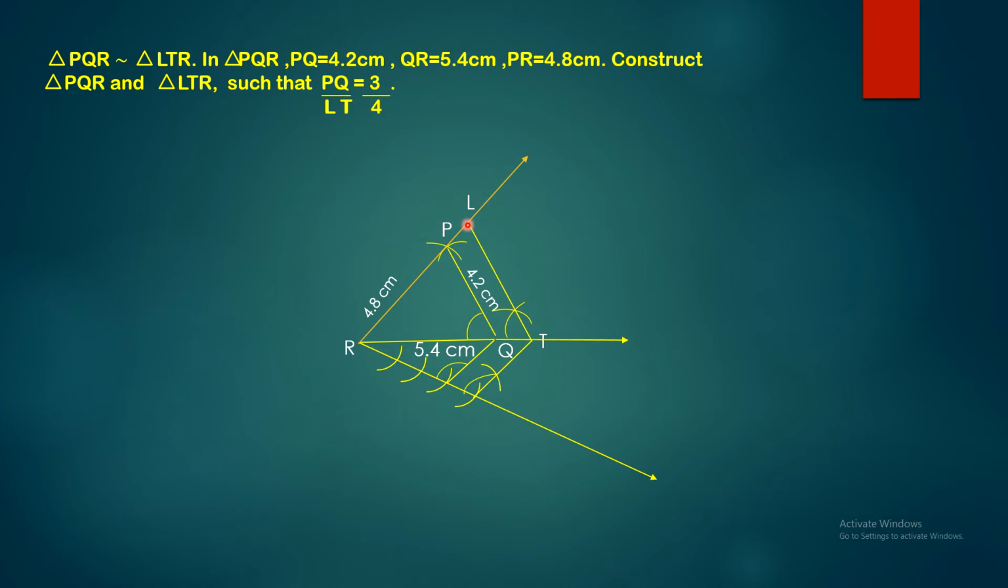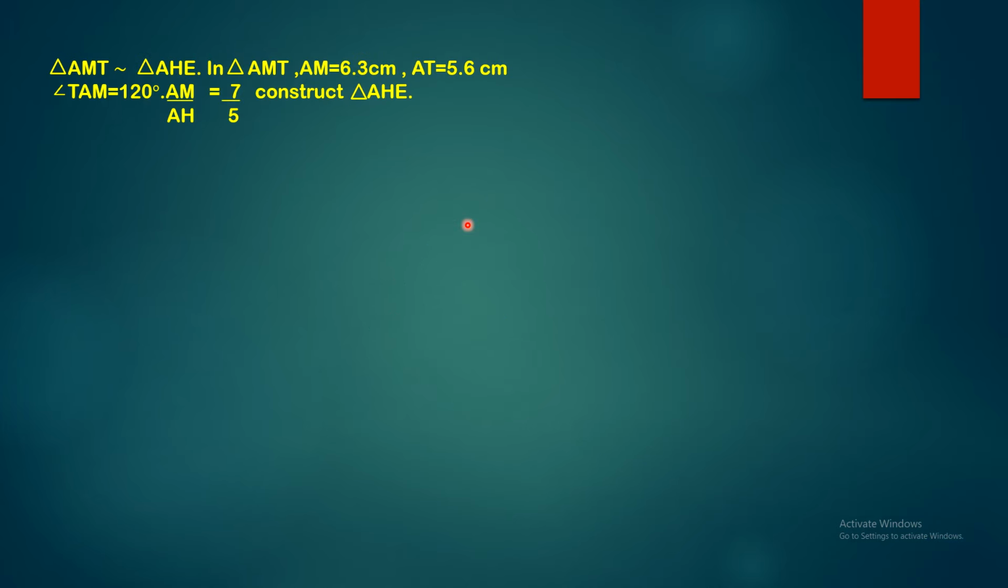Okay. Now let's go to the second example. Triangle AMT is similar to triangle AHE. In triangle AMT, AM is 6.3 cm, AT is 5.6 cm and angle A is given as 120 degrees. And the ratio AM upon AH is 7 by 5. We have to construct the triangle AHE.